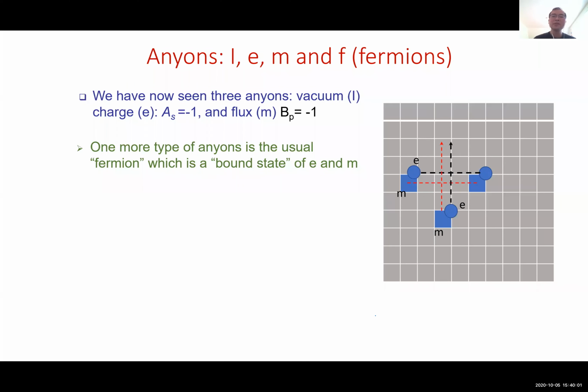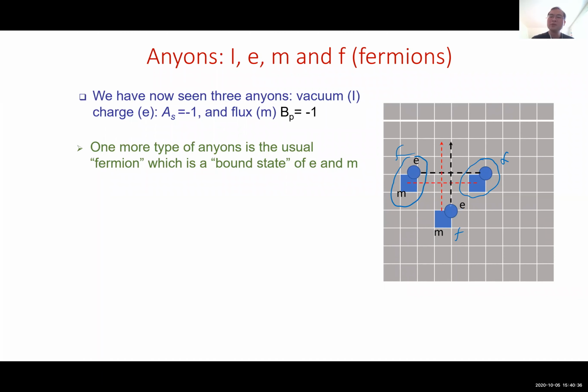Yeah, so I mentioned that there is a third non-trivial anyon. Of course, there's a vacuum. Vacuum, there's nothing. You have a charge, you have flux. There's also a fermion. A fermion is a bound state of E and M. What I mean is you treat E and M as one object. So for example, there is a pair of E and M here. So this is the pair of fermions. Okay, call this F.